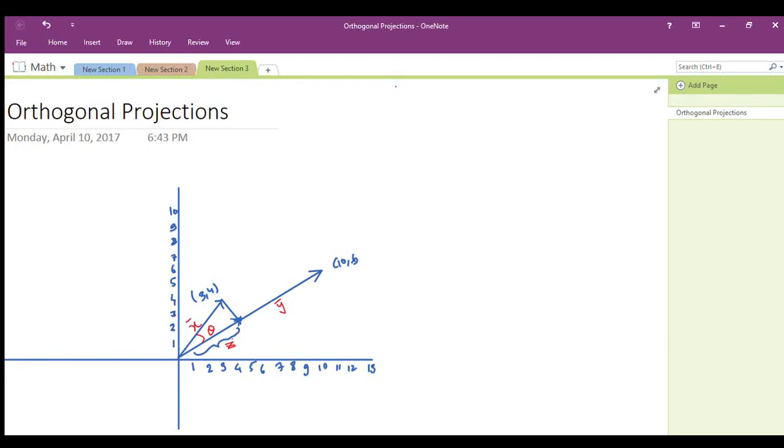Let's quickly see projection of one vector onto another. We have seen what a vector is, addition and the difference of vectors. So let's quickly see the projection part now.